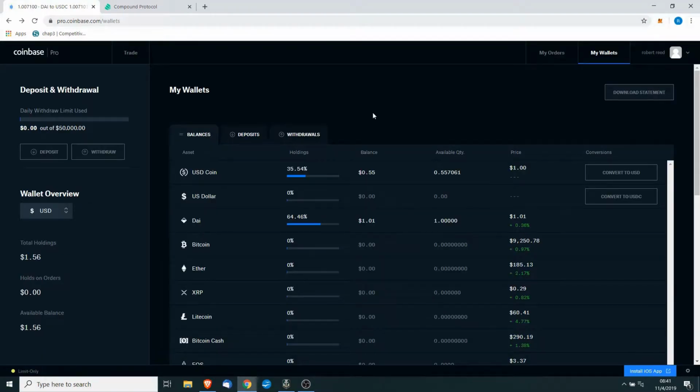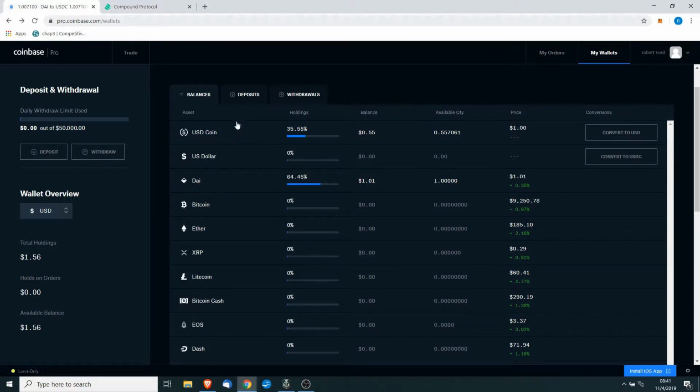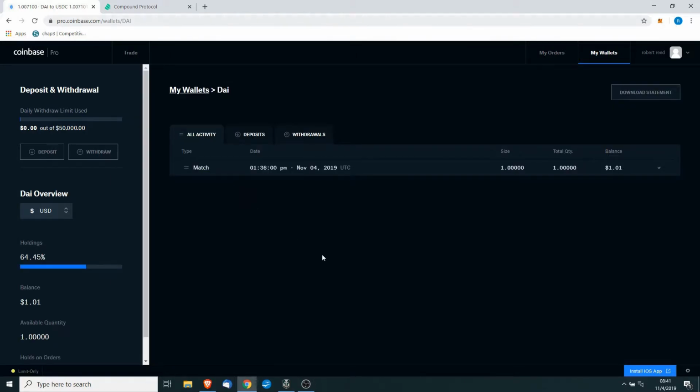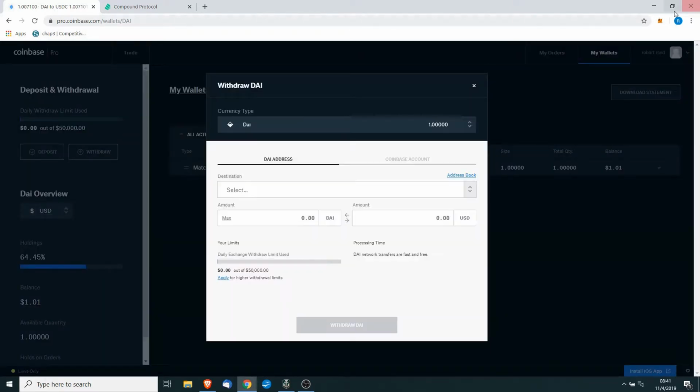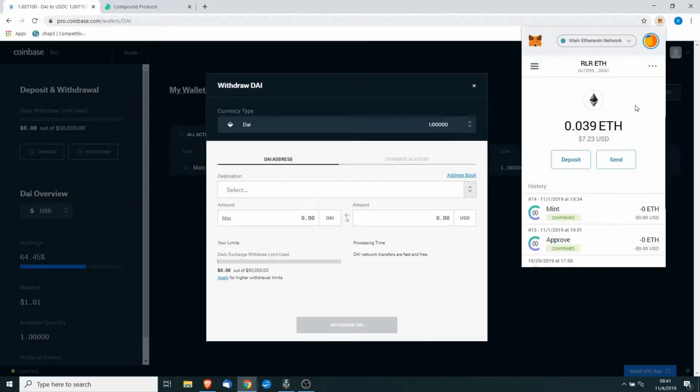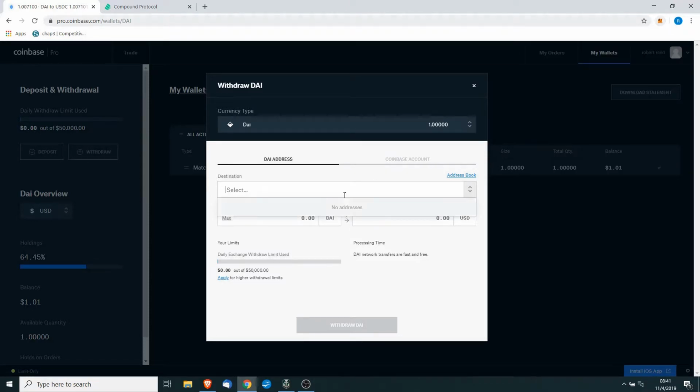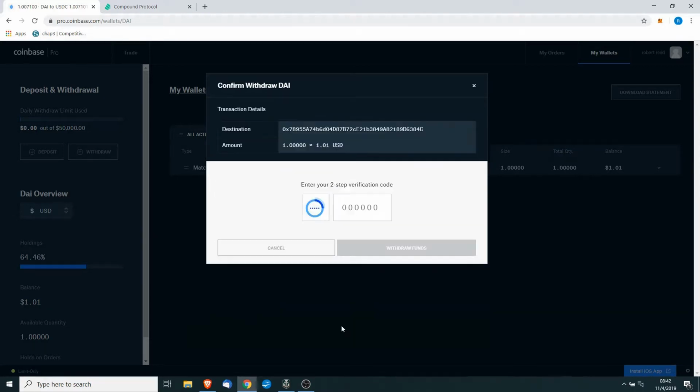Now, one last thing that I want to show you is how to withdraw. So let's suppose that we converted our USDC coin to DAI, or we converted our Basic Attention Token to DAI, and now we want to withdraw this DAI to our MetaMask so that we can lend it out. We would go to wallets, find the asset that we want to withdraw, and then withdraw it. Now, we're going to pull up our MetaMask public key and put this here in our destination address. We're going to send the one DAI that we own, and let's go ahead and click withdraw one DAI.